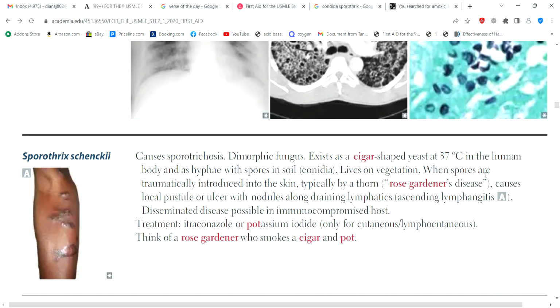When spores are traumatically introduced into the skin, typically by a thorn, it causes a local pustule or ulcer with nodules draining the lymphatics in an ascending lymphangitis. Disseminated disease is possible in an immunocompromised host. Treatment is with itraconazole or potassium iodide only for cutaneous or lymphocutaneous cases. So for skin issues, you give itraconazole or potassium iodide. Rose gardeners get this because Sporothrix is found on rose bushes.